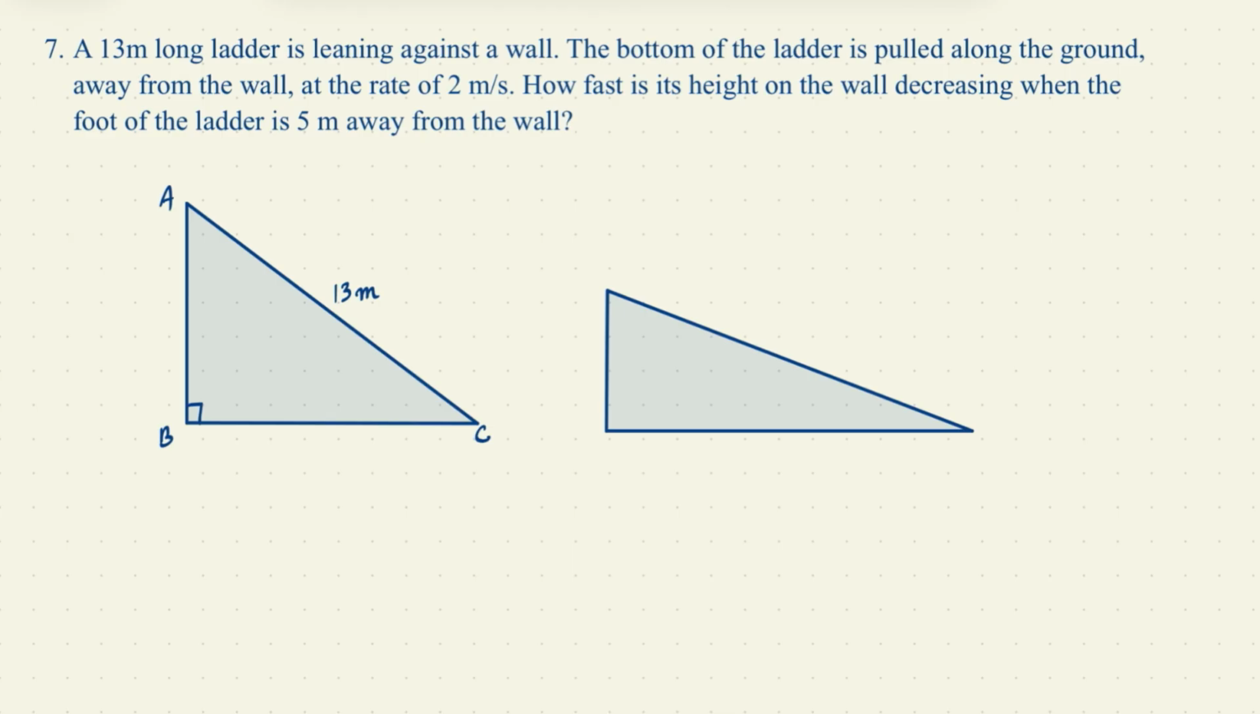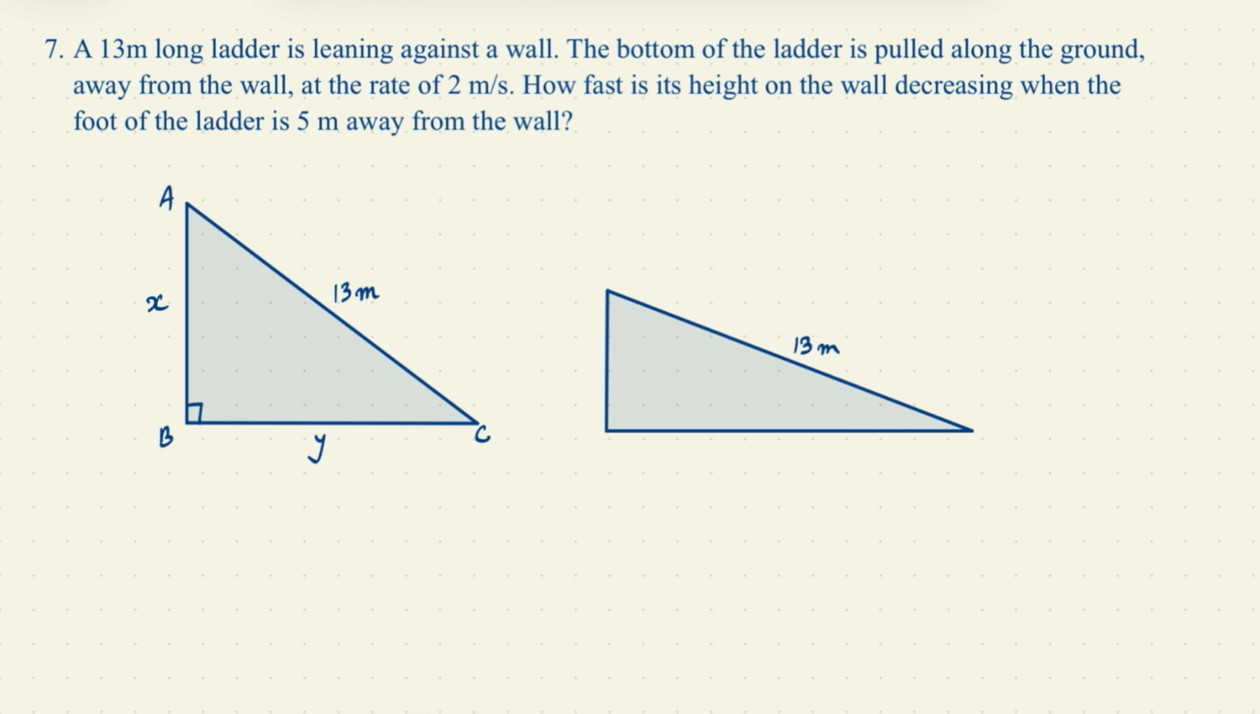So before it was leaning against the wall at a certain height. Now the height of the top of the ladder has decreased because the bottom of the ladder has been pulled away from the wall. But still the length of the ladder will be 13 meters only. So here let us assume this height of the top of the ladder from the ground be x, and let us assume the distance between the bottom of the ladder and the wall be y.